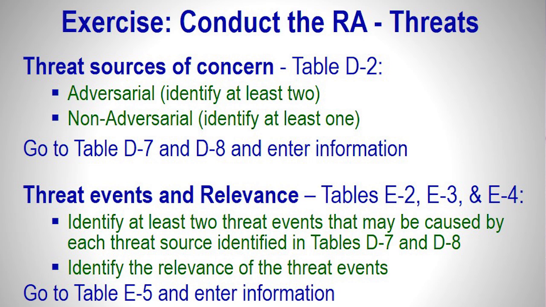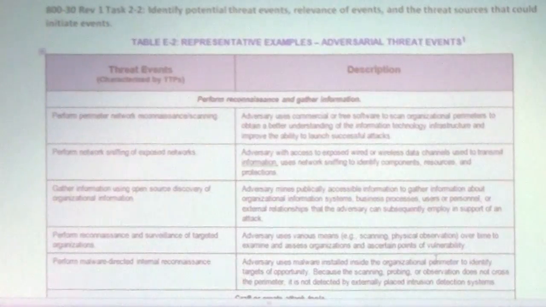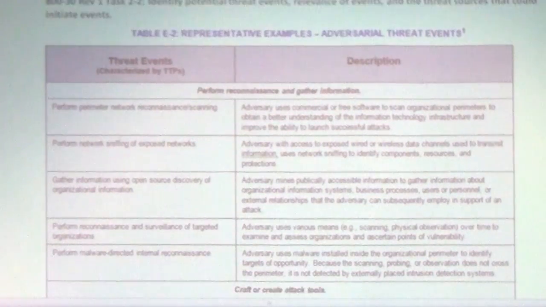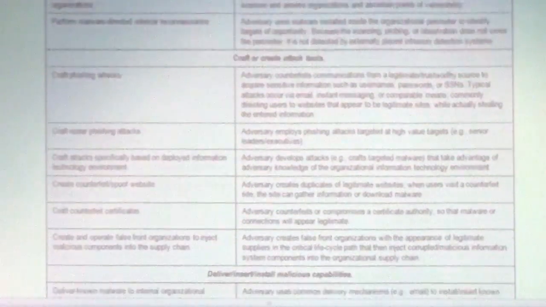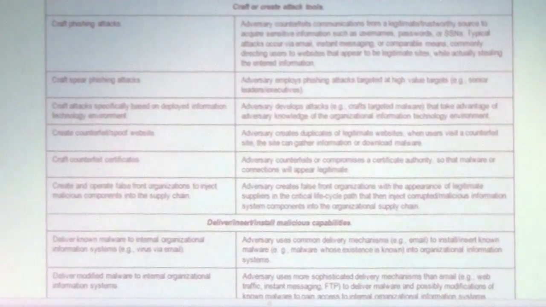And then, look at table E2 for your adversarial threat events. Enter the information in table E5. What's table E3? This table, the adversarial threat event table, is quite lengthy, a couple of pages long.